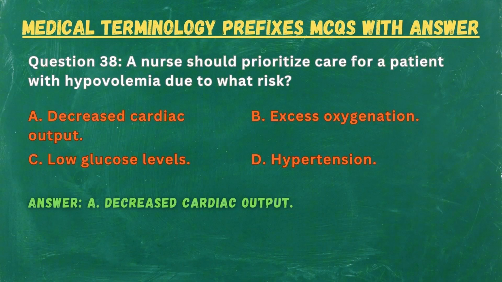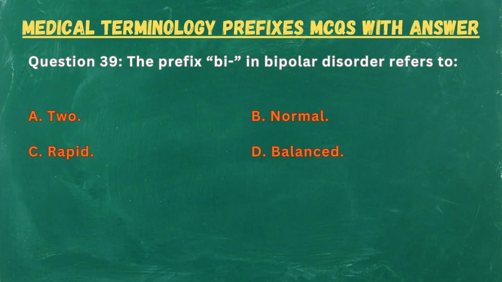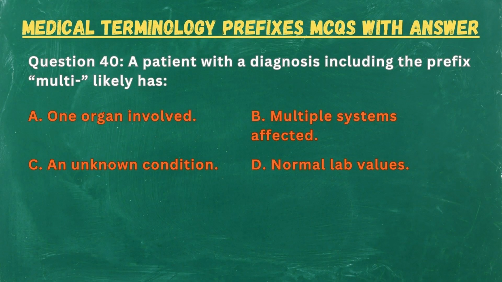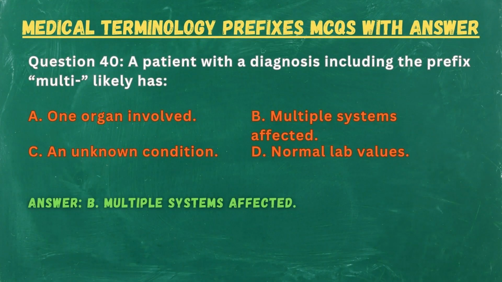Question 39. The prefix bi- in bipolar disorder refers to: A. Two. B. Normal. C. Rapid. D. Balanced. Answer: A. Two. Question 40. A patient with a diagnosis including the prefix multi- likely has: A. One organ involved. B. Multiple systems affected. C. An unknown condition. D. Normal lab values. Answer: B. Multiple systems affected.